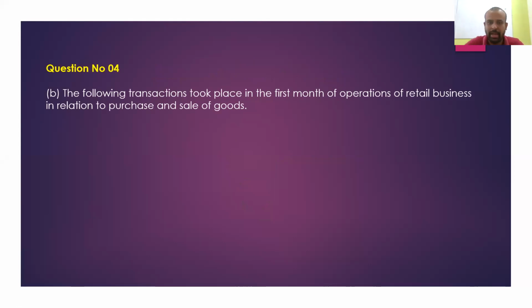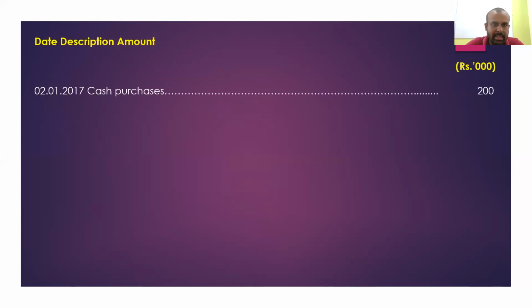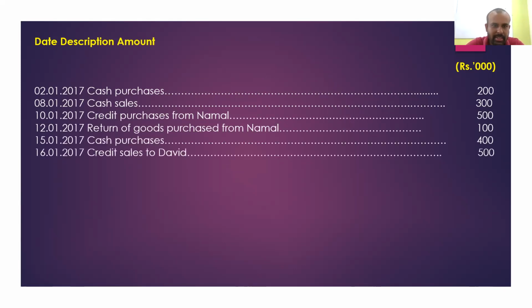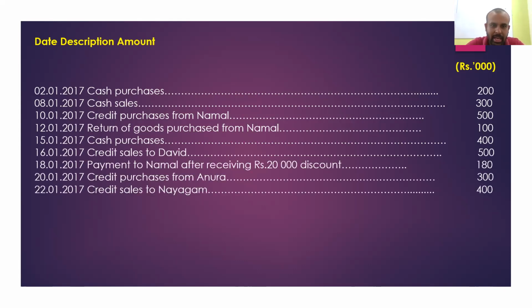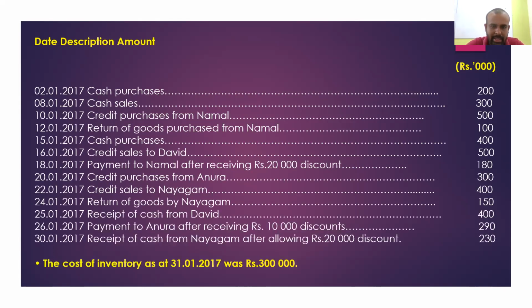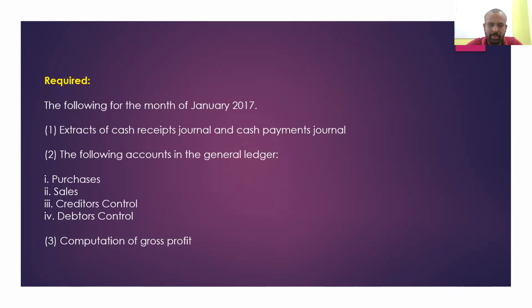That means you had no opening balances. Then after that, they have given details: dates, descriptions, and amounts. The date of the transaction, cash sales, cash purchases, credit sales, credit purchases, return of the credit purchases, payment, and cash receipts from Nayagam, and the cost of the inventory. Requirements: extract the receipts and the payment journal. You want to do the following ledger accounts: purchases, sales, creditors control, debtors control, and computation of the gross profit. You can see, right?